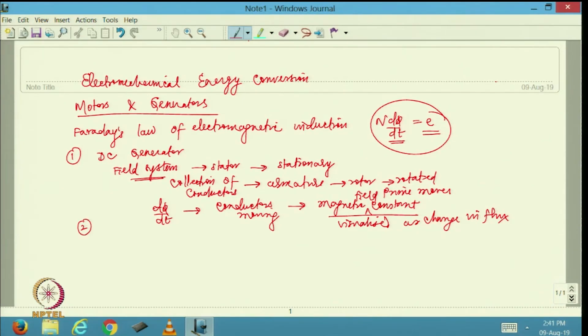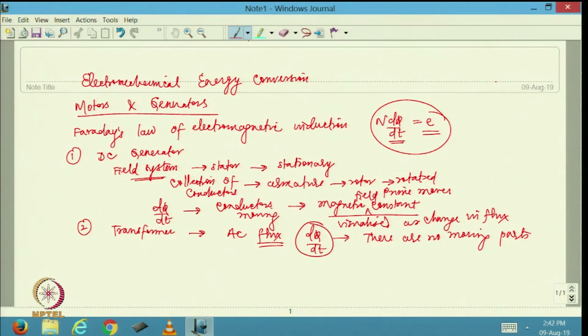We can have a different thing like a transformer, for example, where we are going to create an alternating flux. Because it is an alternating flux, we will definitely have a d phi by dt created, although there are no moving parts at all. The entire d phi by dt is created essentially by the alternating flux. So this is also inducing an EMF, but in the secondary, and that is also essentially due to electromagnetic induction.